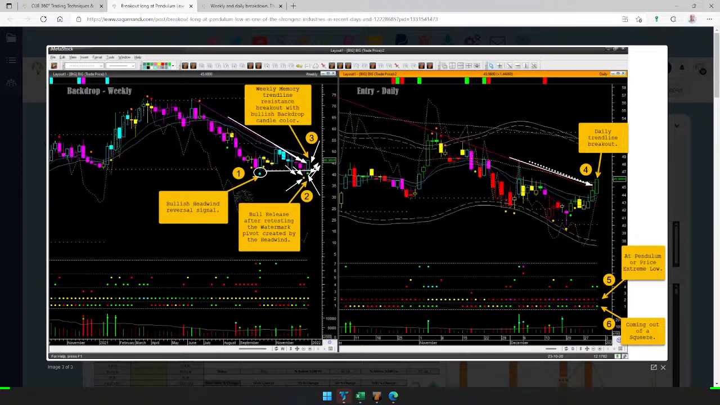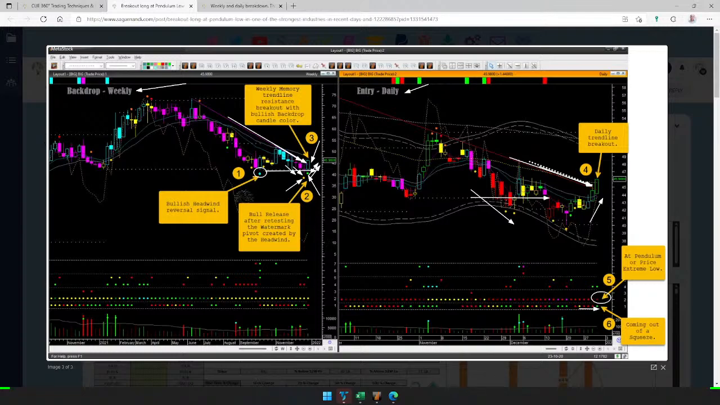Those were in the weekly, I call backdrop chart. In the daily entry chart, of course, we had the same false downside breakout. And right on the day I shared it, it had a breakout from trendline resistance that was happening at pendulum low, and it was coming out of a squeeze. That is also an important criteria to notice.